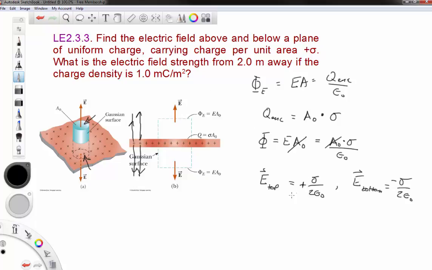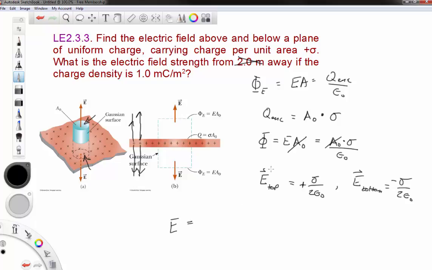Since we have some numbers up here, we can now plug them in. Basically, we want to know from 2 meters away. Notice that R doesn't appear anywhere in this, so this is basically irrelevant. What we have then is, what is the charge density going to be? And it's 1 millicoulomb per square meter.